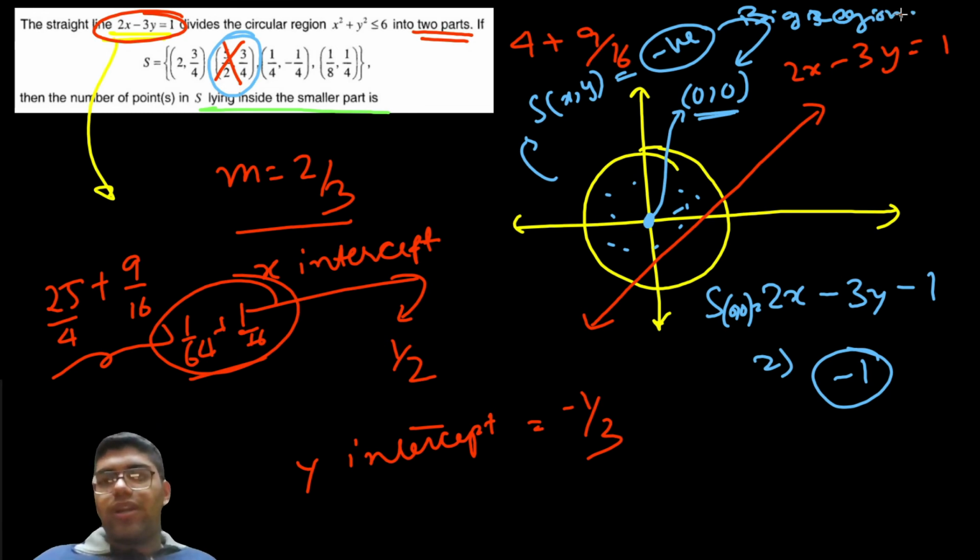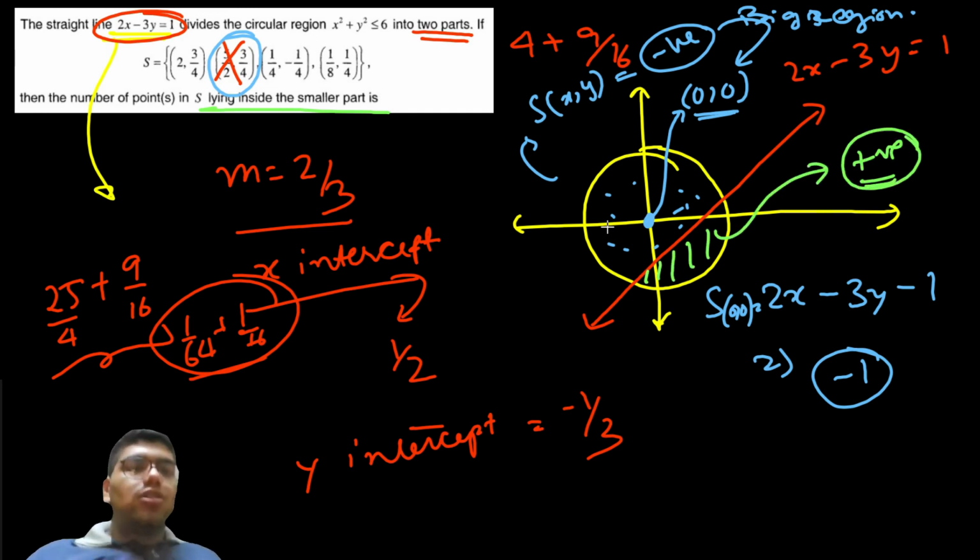I hope this is quite clear. So let us try to find which parts are having power of point negative. Okay, for any point in this green region that will have a positive power of point, so that will be our answer. So we have to check among these three.